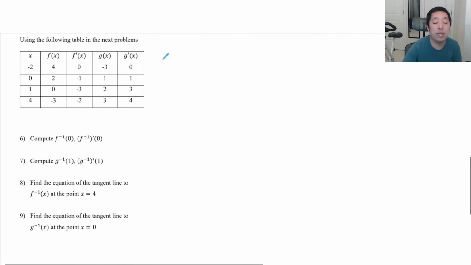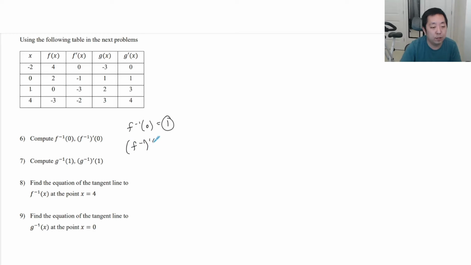Sometimes you're just given a table, so we don't analytically find anything. So here, they want you to compute f inverse at 0. That's where, for the original function, y is 0. So f inverse of 0 is where the y value of the original function is 0, and you get the corresponding x coordinate.